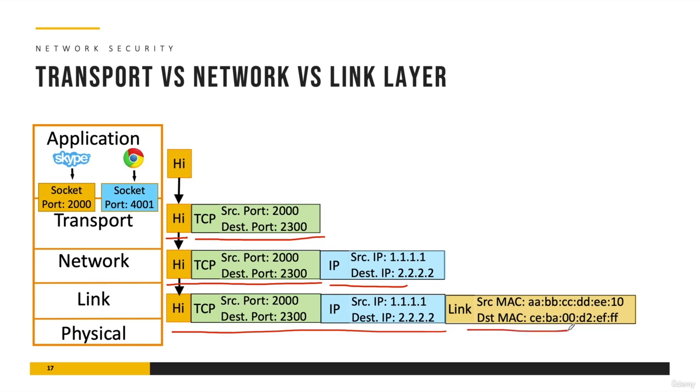So the link header is changed on every hop. For example, if I send a packet from my system to the next router, for the first hop the source MAC would be my MAC address and the destination MAC would be the MAC address of the next router. And then when that router sends to the next router, the source MAC and destination MAC change, and so on. The IP addresses remain static, however.